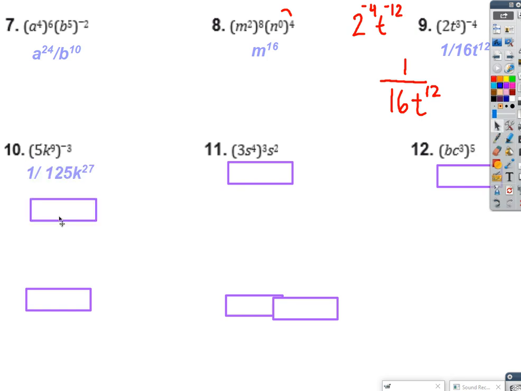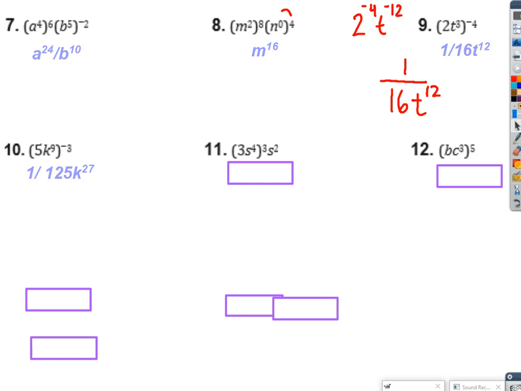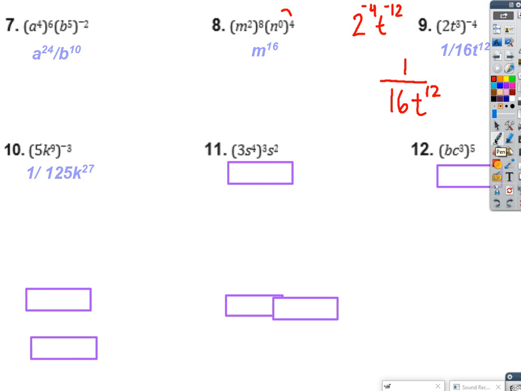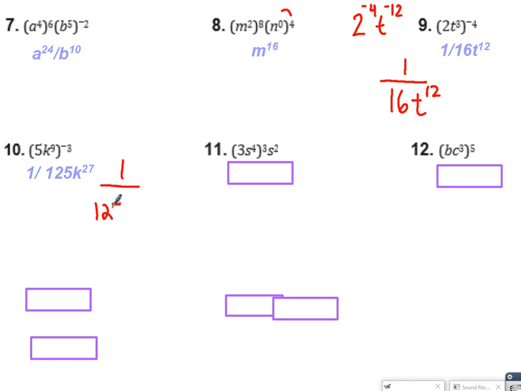10, rewritten so it looks a little bit more normal. 1 over 125 k to the 27th. Remember, 5 to the negative 3 must move to the denominator to give you a positive 125, and k to the negative 27 must also move to the denominator.